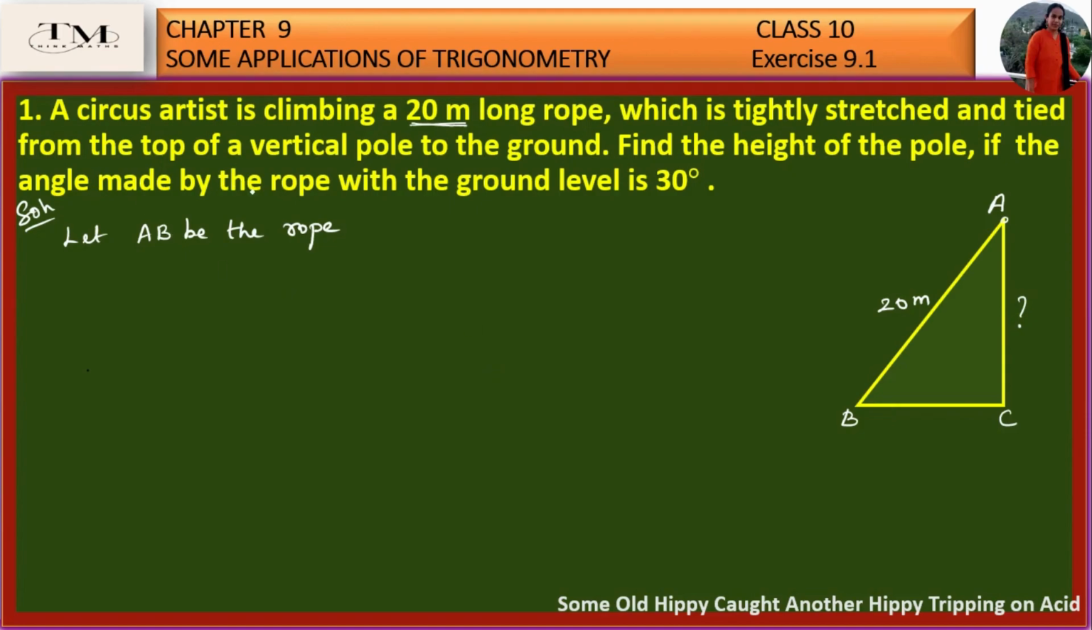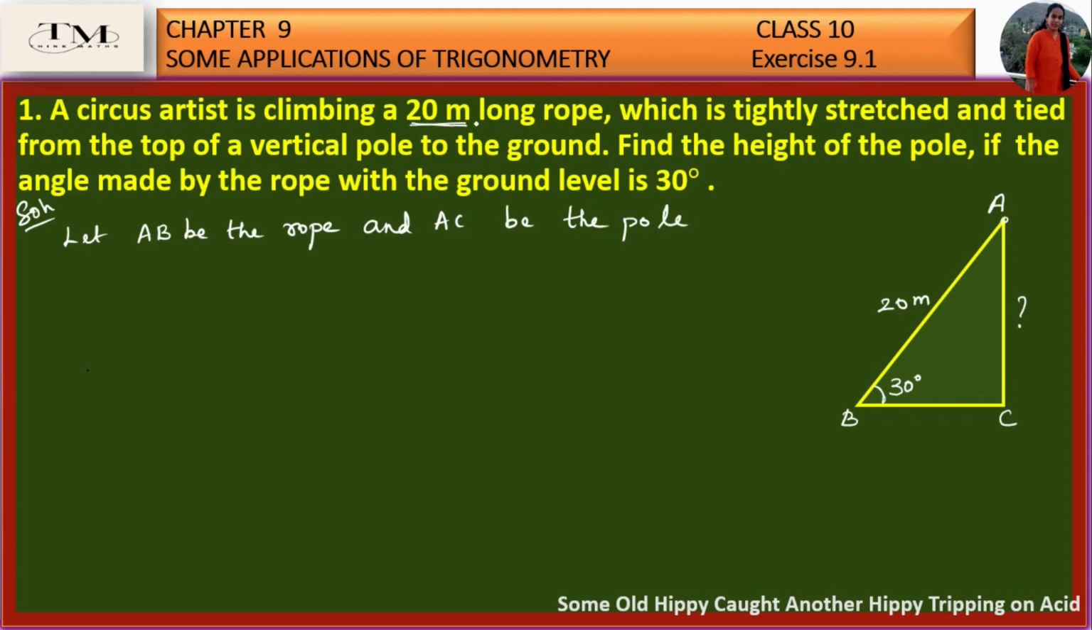If the angle made by the rope with the ground level is 30 degrees. So this is the rope, and the angle made by the rope with the ground level is 30 degrees. So this is the diagram. So what is here? AB is the rope and AC is the pole. So these things we assumed.